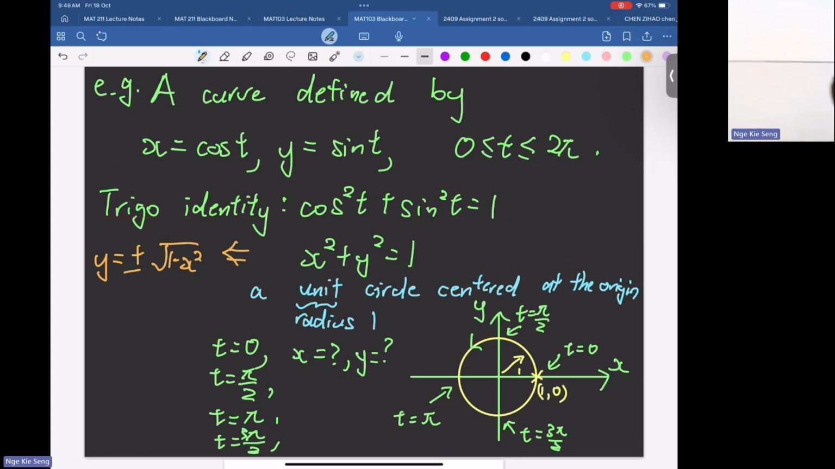So basically, if you can get this equation already, then you can try and manipulate it. But what does this mean? Again, what does this mean? y equals plus minus square root of 1 minus x squared. What does this mean? How do you cut this circle then?